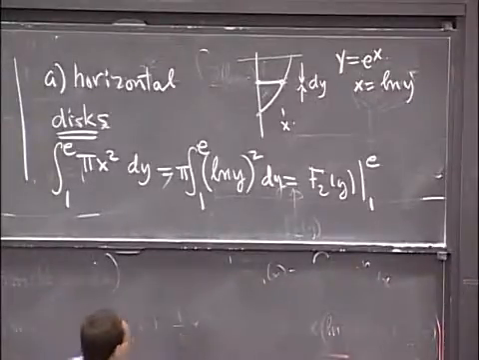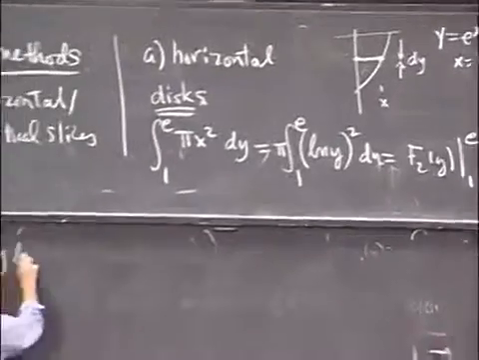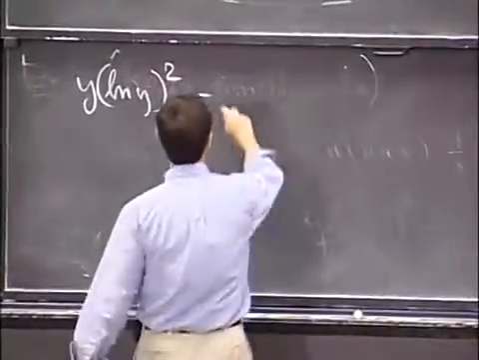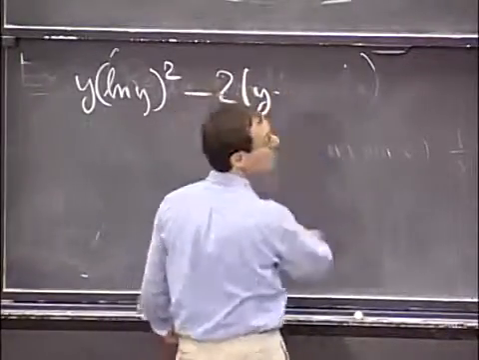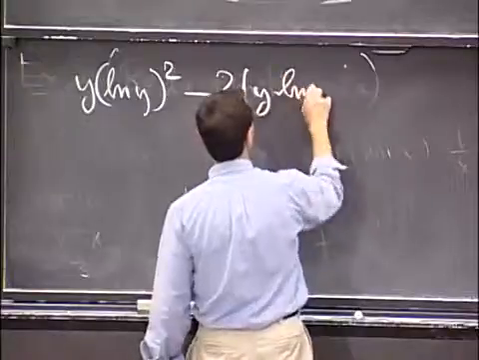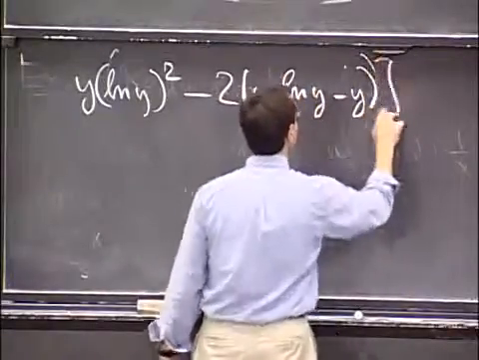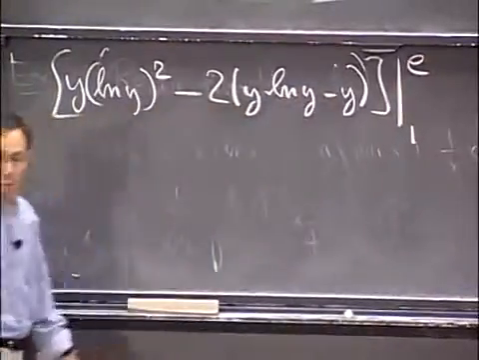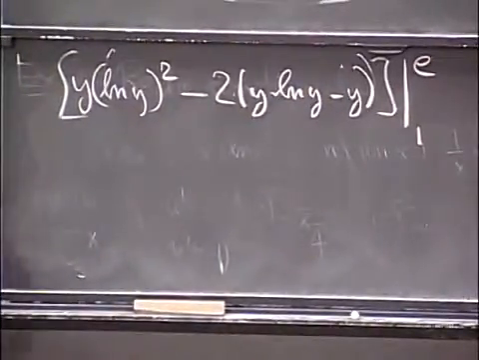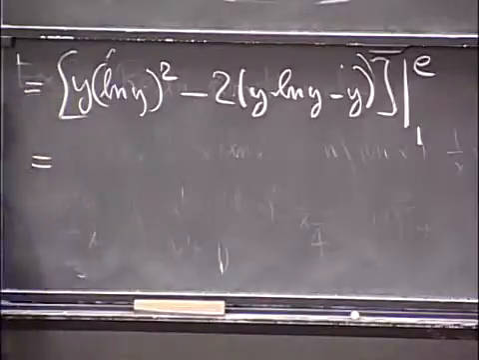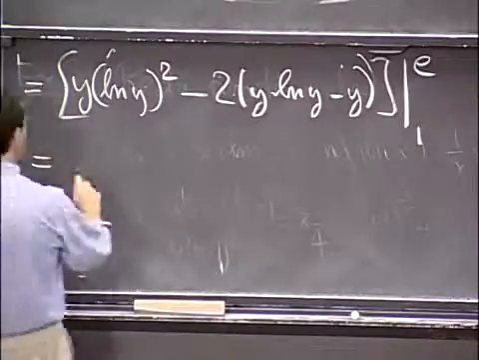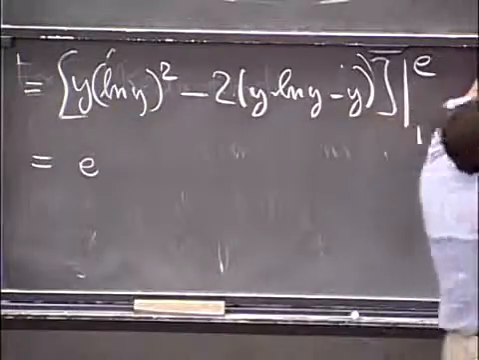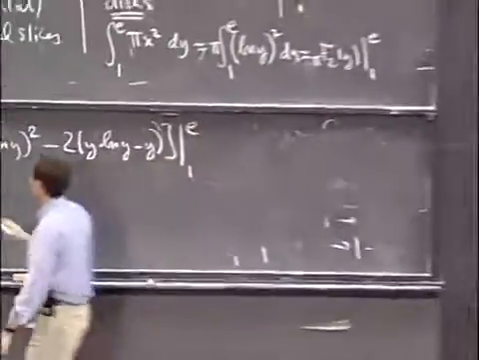It's written over there. It's y log y squared minus 2y log y minus y. The whole thing evaluated at 1 and e. All right. And that is, if I plug in e here, I get e, right? Oh, except there's a factor of pi there, sorry. I missed the pi factor.